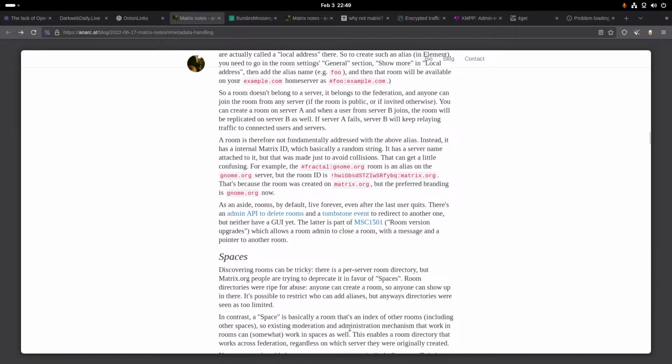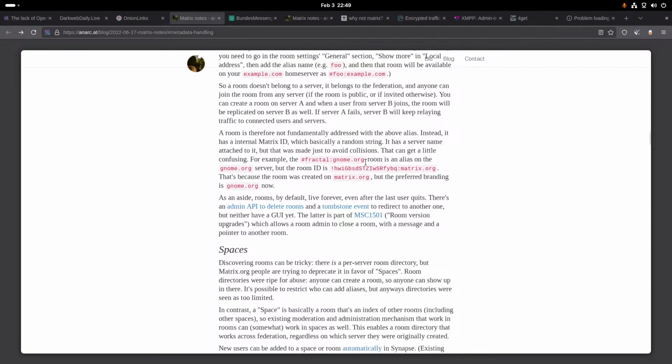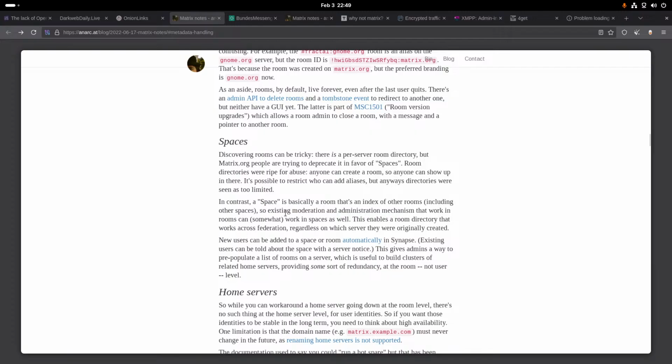Rooms by default live forever, even after the last user quits. There's an admin API to delete rooms and tombstone events to redirect to another one, but neither has a GUI yet. And there's the last part of MSC 1501, room version upgrades, which allows a room admin to close a room with a message and pointers to a new room.